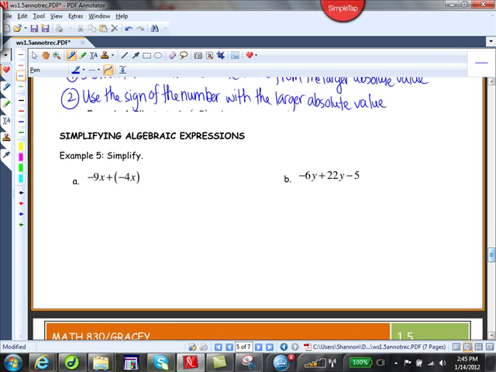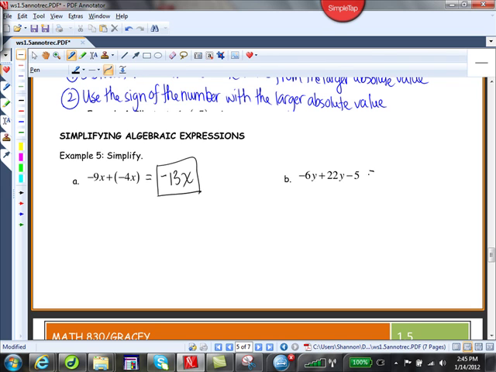Simplifying algebraic expressions. Notice with this guy we've got like terms. We have a negative plus a negative. So if you remember, with like terms, you're going to be combining the coefficients. So a negative plus a negative means we add and attach that negative. So we get negative 13 x's. Okay.